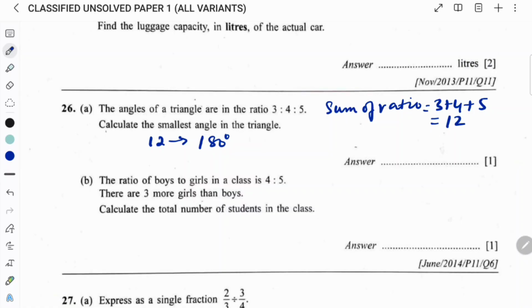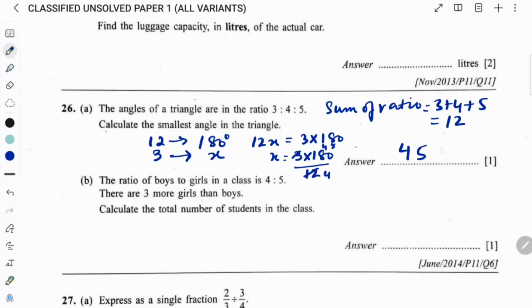Among 3, 4 and 5, the smallest ratio is 3. So 3 is the smallest ratio and its angle will also be the smallest one. Cross multiply, that equals 12x is equal to 3 into 180, and x is equal to 3 into 180 divided by 12. 3 times 4 is 12, 4 times 4 is 16 and 5 times 4 is 20. So 45 degrees is the smallest angle in this question.